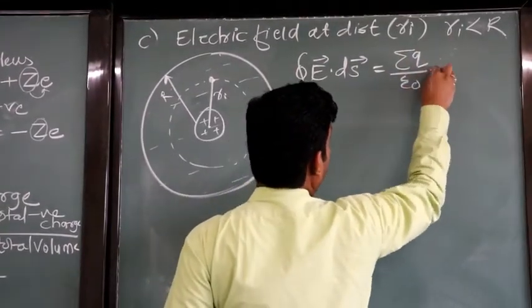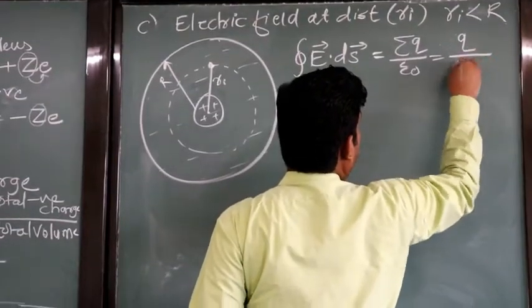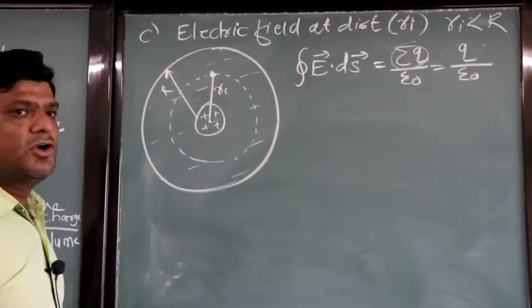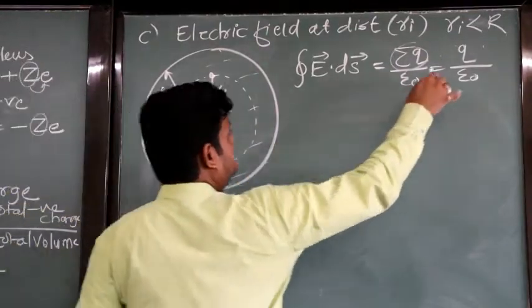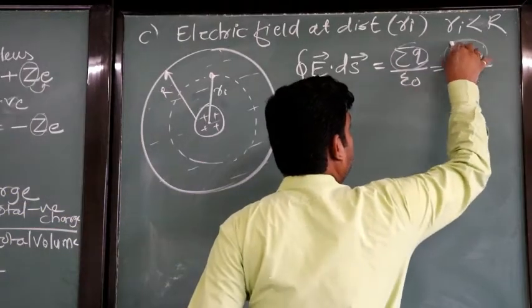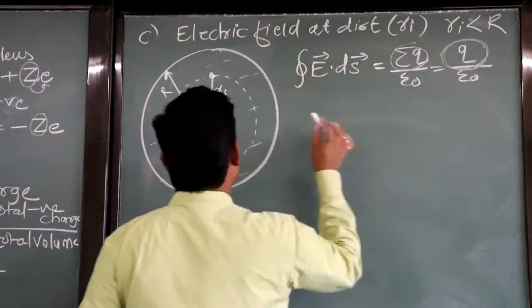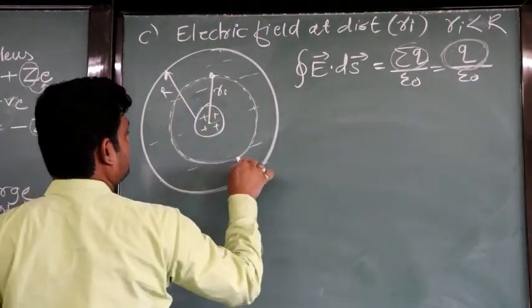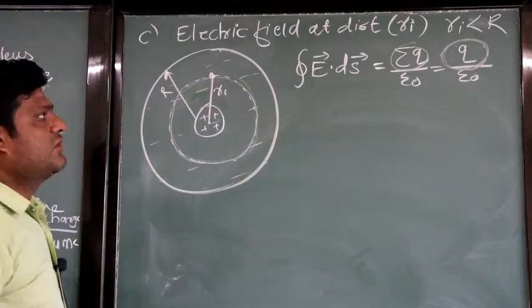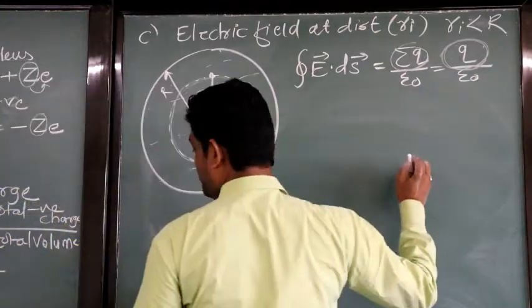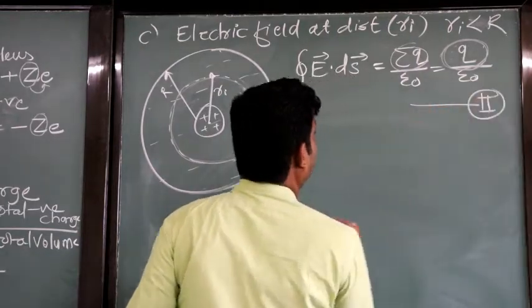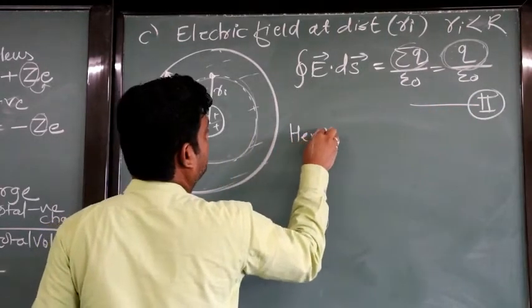The charge divided by epsilon 0, total charge suppose equal to Q. What is this charge? It is the charge enclosed by the Gaussian surface. This is the Gaussian surface. Suppose we indicate this as equation number 2.